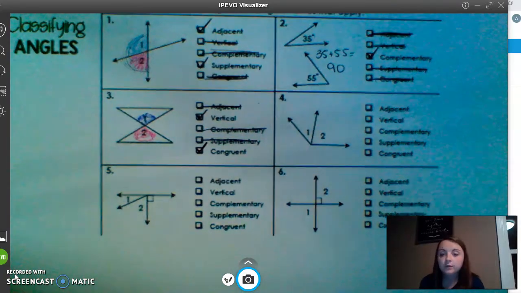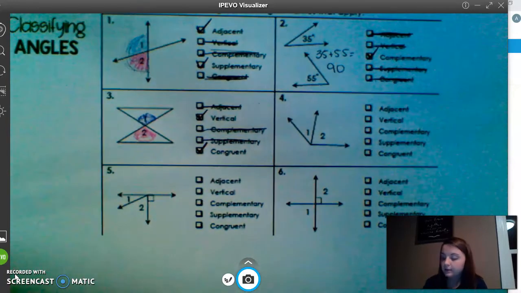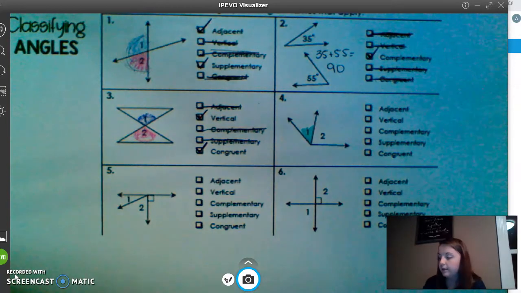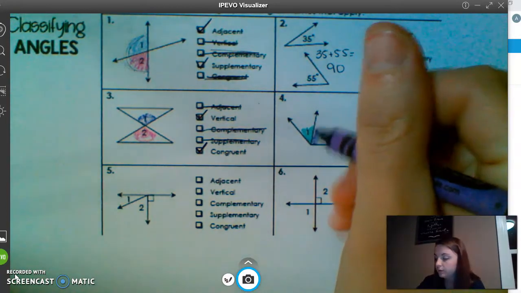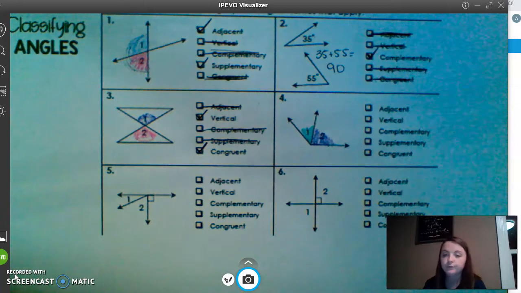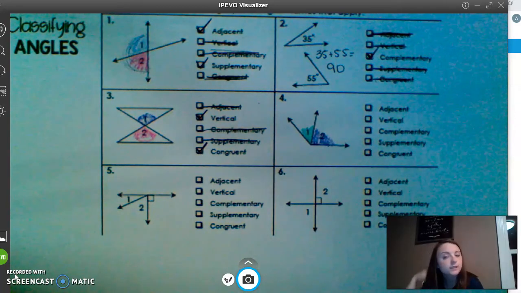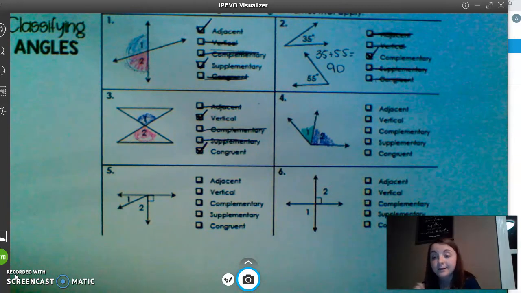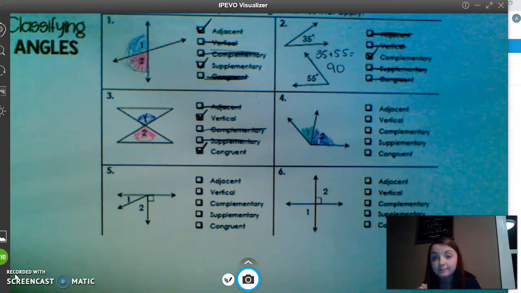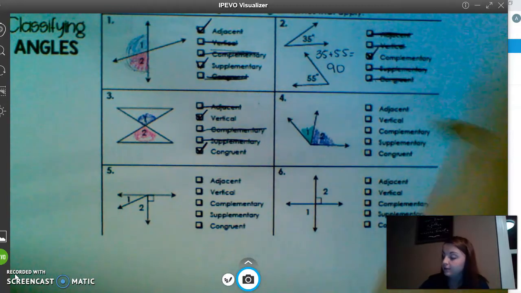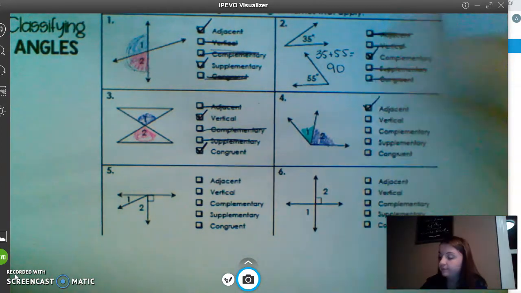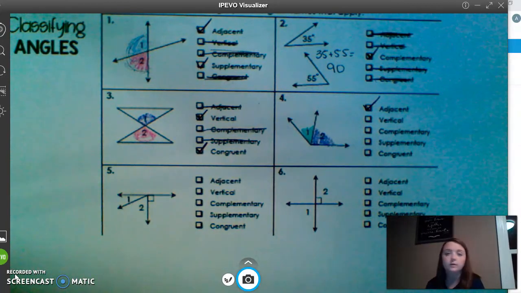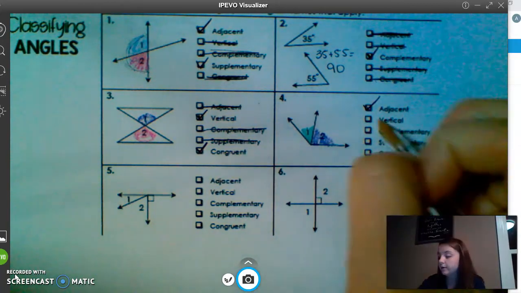Move on to question 4. So we are looking at angle 1 and angle 2. So first thing is adjacent. Do they share a side? If yes, then they're actually adjacent. So do they share a side? They do. So they are adjacent. Are they straight up and down or diagonal from each other? Nope. So they are not vertical.